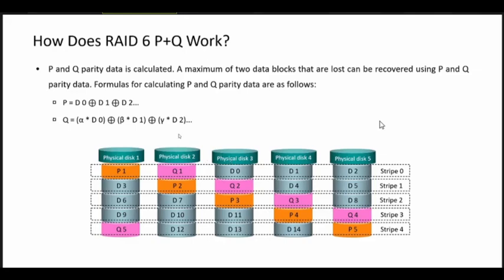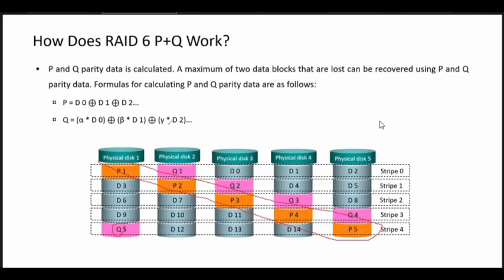So RAID 6 uses something called a Galois field algorithm, or GF algorithm, whereby the first part is done by parity. You'll see the orange disks here are done by parity, the normal parity with 1s and 0s. However, for the Q part, the Galois field part, they use alpha times D0, beta times D1, gamma times D2 and so forth. Don't worry, they will never ask you this in the exam.